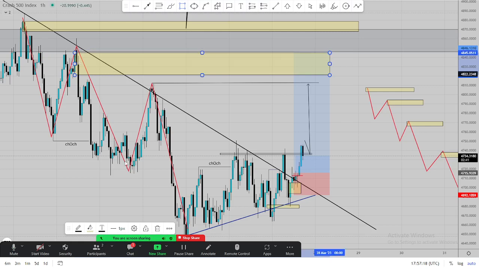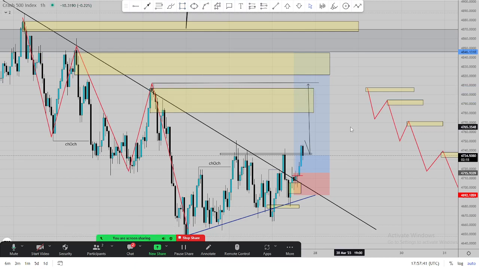Then here, it established this low. As it came back to establish this lower high, where is my last bullish candle before the push down? It's this one. Those are my supply zones. It pushed all the way down, right? So these are my three supply zones currently right now for Crash 500.